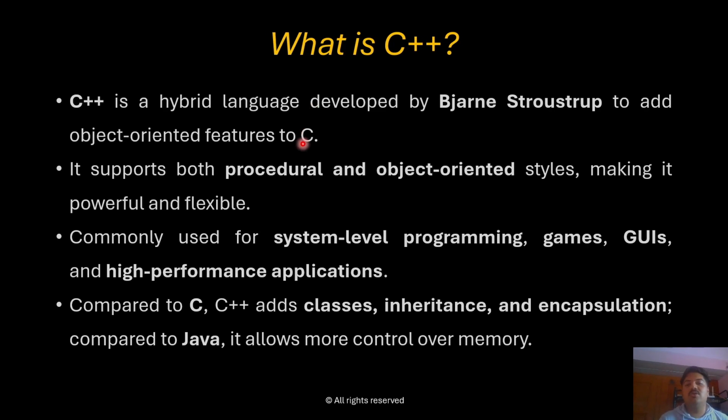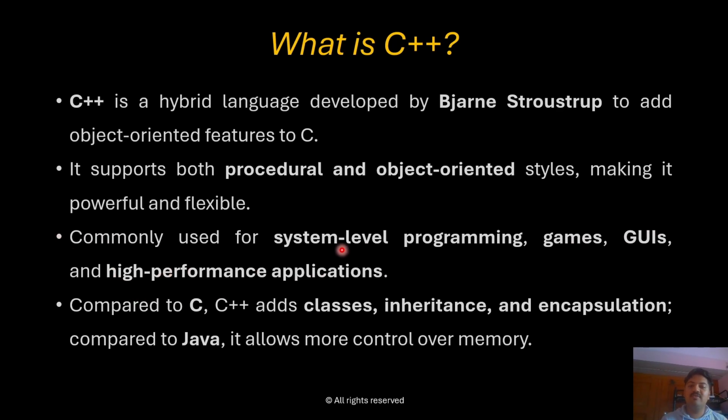Basically, the original language we used was C. Then, when this person introduced object-oriented programming features to the language, it became a new language called C++. It supports both procedural and object-oriented styles, making it powerful and flexible. So C++ is not totally an object-oriented language, but it is also a procedural language because we use functions in it as well. It is commonly used for system-level programming, games, GUIs, and high-performance applications.